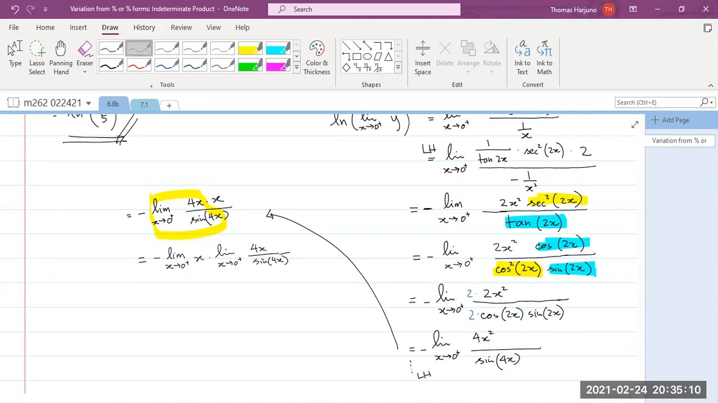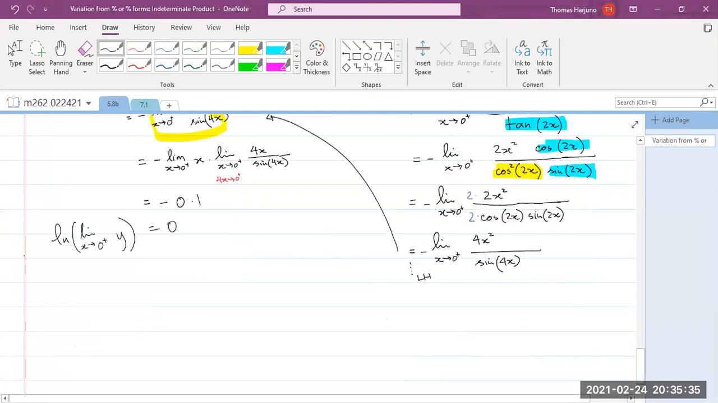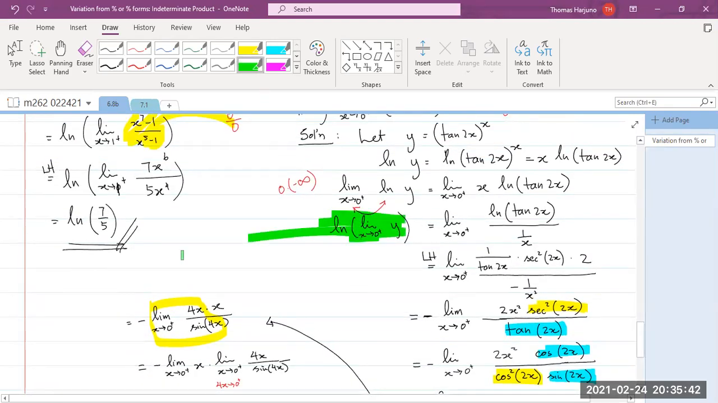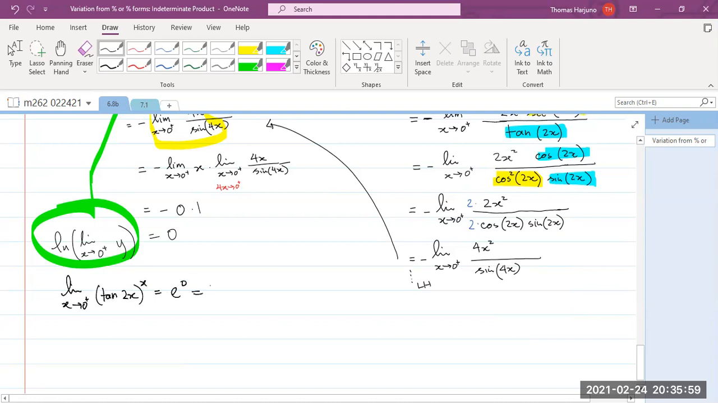So when x goes to 0 positive, then 4x will go to 0 positive also, right? That becomes 1. And so this is negative 0 times 1, that's 0. But on the left-hand side, we have natural log of limit x going to 0 positive of y. We are not done yet. Therefore, limit x going to 0 positive of tangent 2x to the x, which is our y, is equal to e to the 0, which is 1.